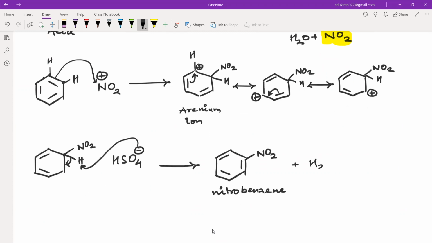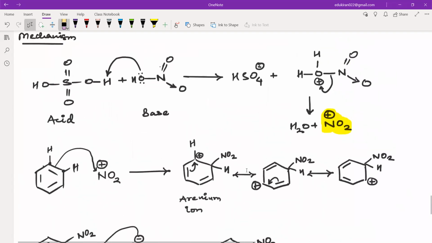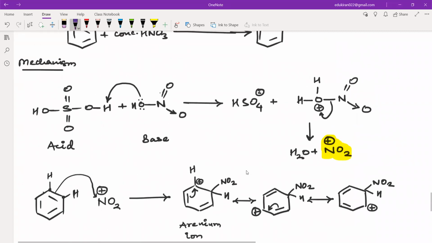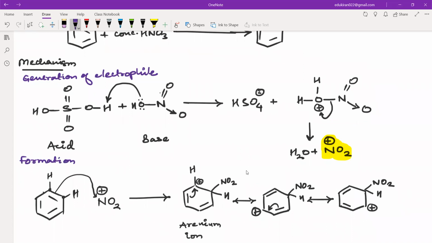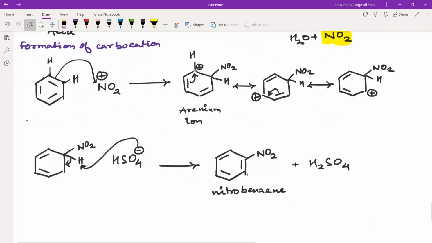And the H2SO4, which has been used as catalyst, is produced in the product also, so it can again act in the reaction and generate nitrobenzene. So we have 3 steps here. First step is known as generation of electrophile. The second step is known as formation of carbocation, that is the arenium ion. Last step is loss of proton.